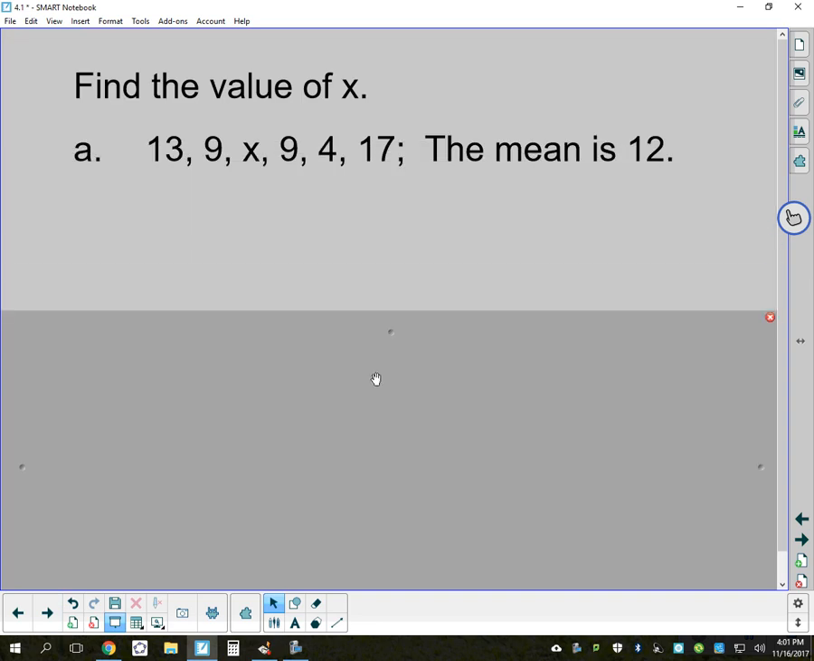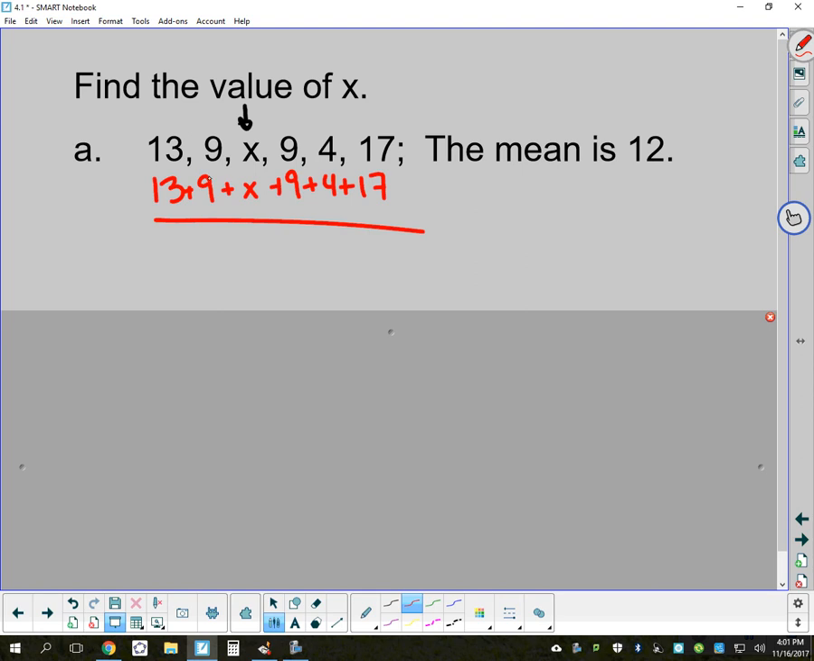So they gave us a list of data, but we're missing one of the values. But they have told us what the mean is of those numbers, including the missing one. So you're just going to set this up. Normally to find a mean, you would just add up all your numbers, right? 13 plus 9 plus whatever that is, plus 9, 4, and 17. And then we would divide all of that by how many there are. Well, there's 6 values. And then we would find the mean. But we don't have to find the mean. They gave us the mean. So we know that this whole thing is equal to 12.